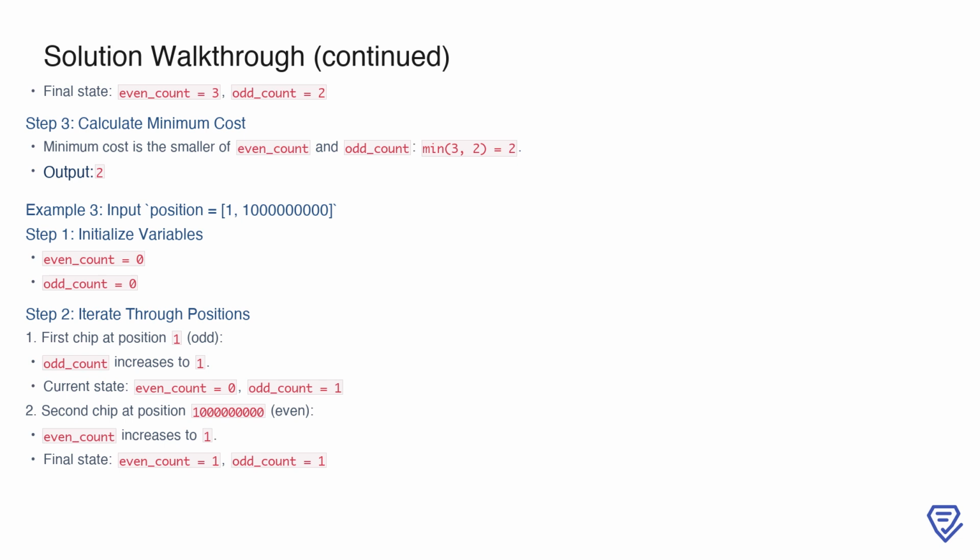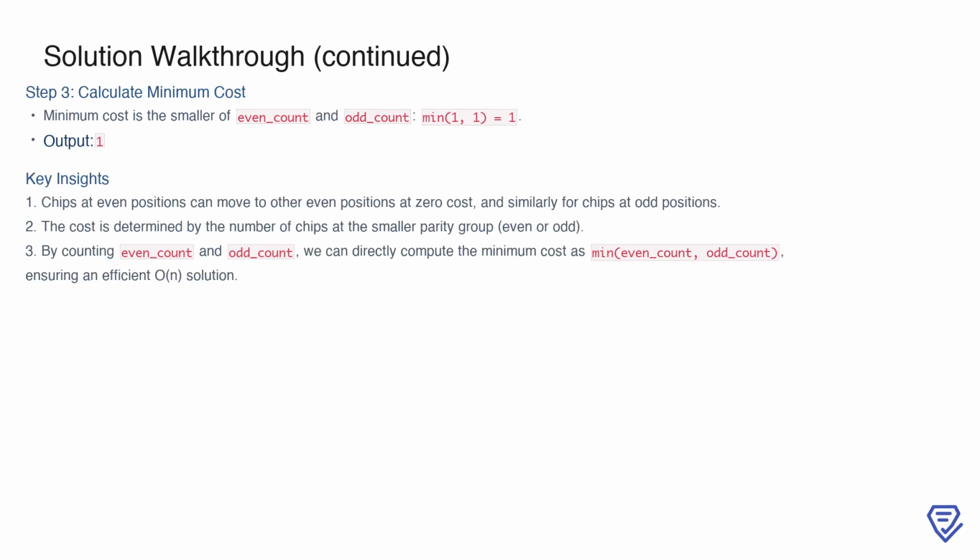This gives us a final state of even_count equals 1 and odd_count equals 1. To determine the minimum cost for this case, we take the smaller of even_count and odd_count, which is min(1, 1) equals 1. So, the output is 1.